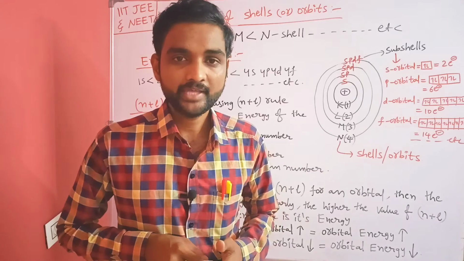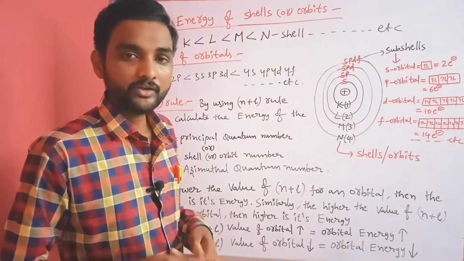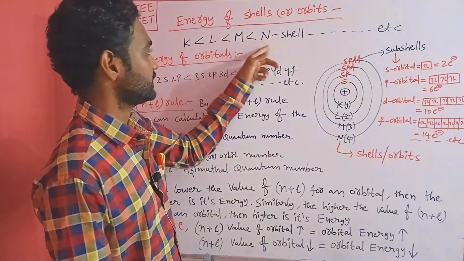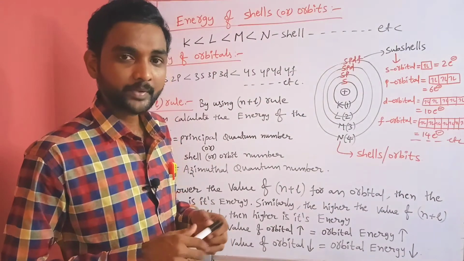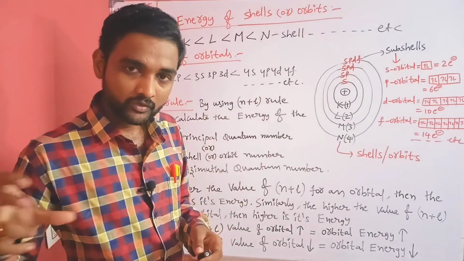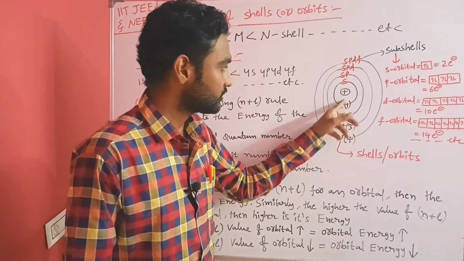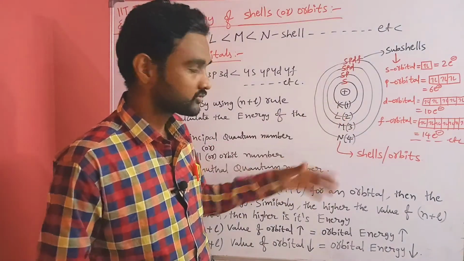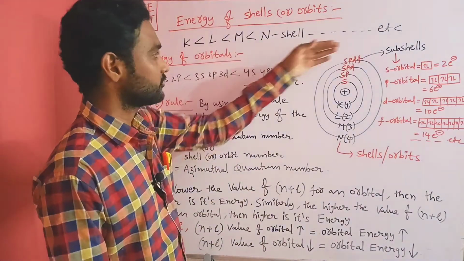Okay, now today let me explain the energy of shells or orbits. Already we know the order of the energy of shells or orbits is K, L, M, N shell and so on. It means the shell which is near to the nucleus has less energy, and the shell which is far from the nucleus has more energy. This point I have to remember. K shell is near to the nucleus, so it has less energy. N shell is far from the nucleus, so it has more energy. Now the order is K, L, M, N shell and so on.